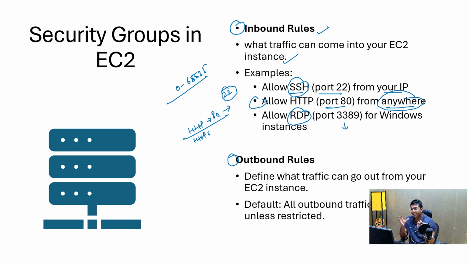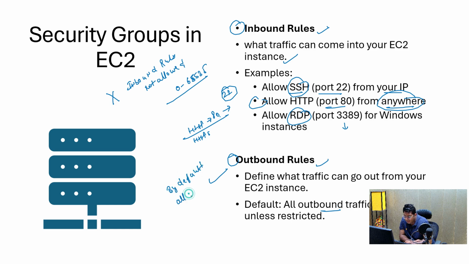A security group defines what traffic can come to my instance, and the outbound rule is what traffic can go out from my machine. By default, when you create an EC2 instance, no inbound rules are allowed. However, in outbound rules, all outbound traffic is allowed by default until restricted.